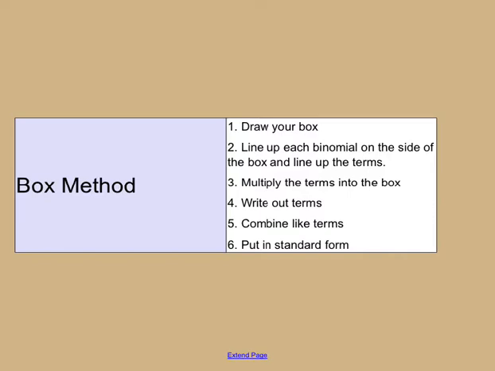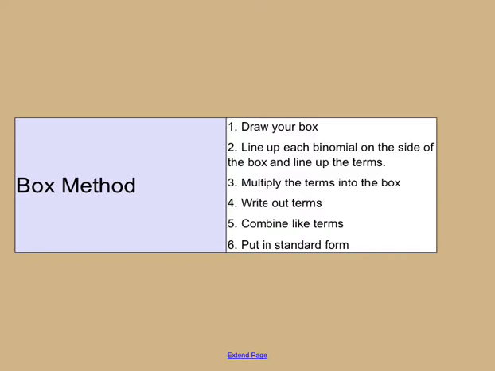So the first thing you're going to do is draw your box. You're going to line up your binomial on each side of the box and line up the terms. So that'll make more sense in a second. Then you're going to multiply each term into the box. Write out your terms, combine like terms. Now remember, when you combine like terms, you only add things that have the same exponent. And likewise, when you add things with the same exponent, you do not add the exponents.